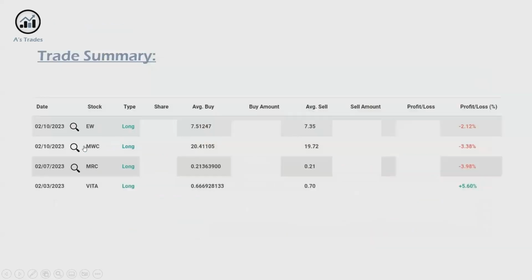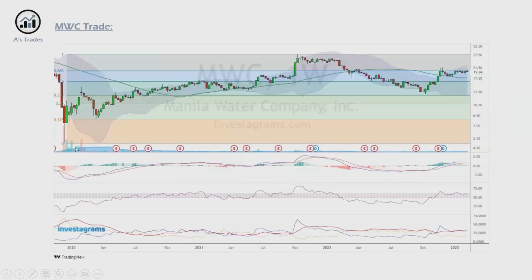So the next one is MWC, in which I lost 3.38%. Looking at the weekly chart, again, the gun box is plotted to have a clear view of the overall support and resistance levels. This has the same setup as the MRC trade, in which price is attempting to break a resistance level, this blue area right here.